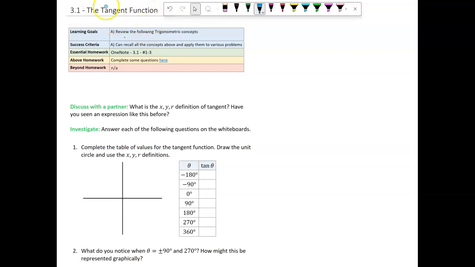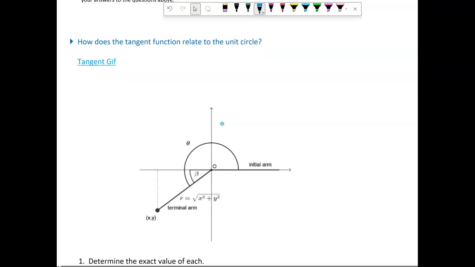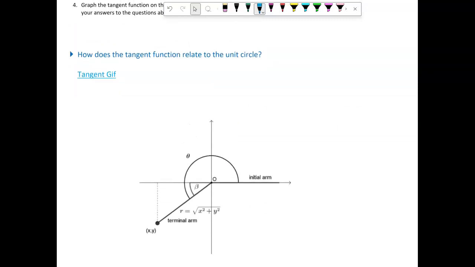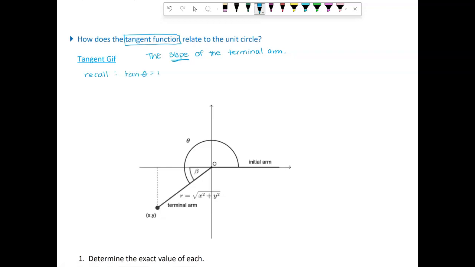Hello class, today we're going to learn about the tangent function. So how does a tangent function relate to the unit circle? The tangent function is basically the slope of the terminal arm. And this is because if you recall the tangent equation using x, y, and r definitions, tan of theta is equal to y over x.